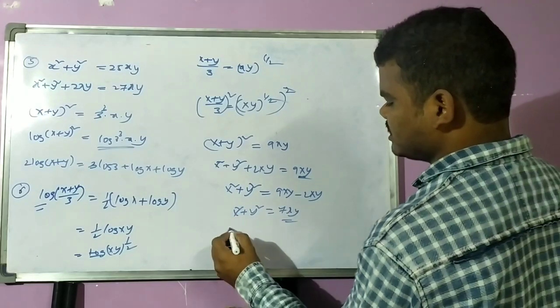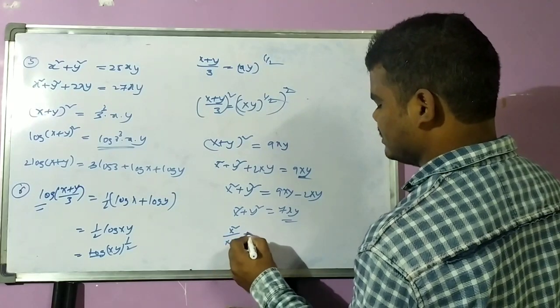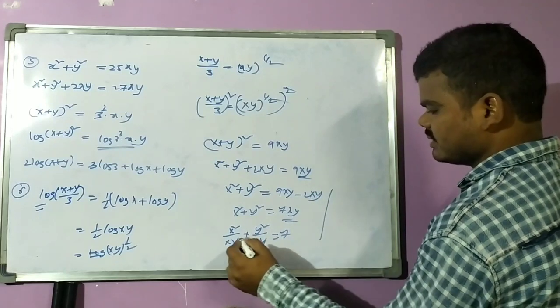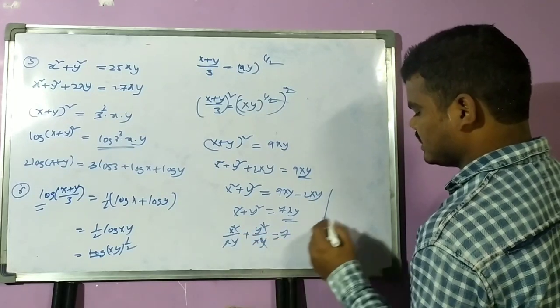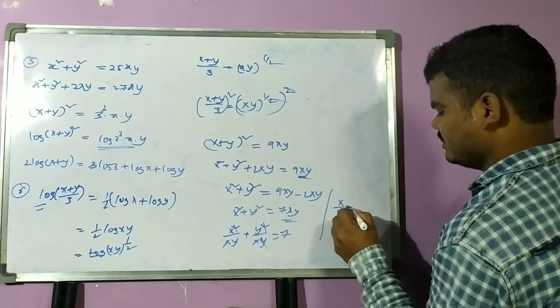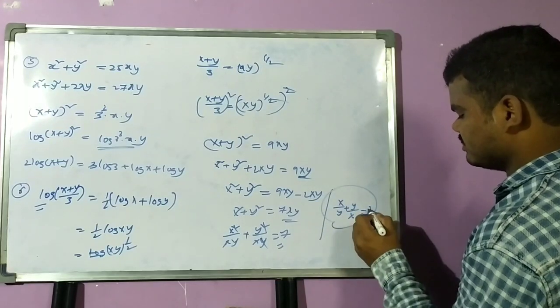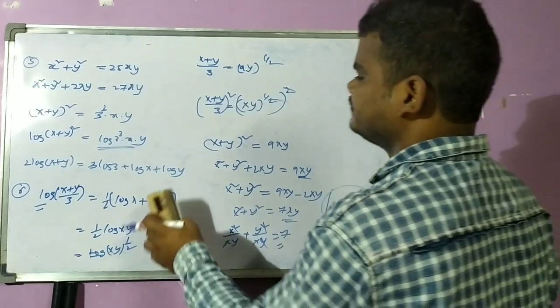Dividing by xy on both sides, x square by xy plus y square by xy is equal to 7. Cancelling, x by y plus y by x is equal to 7. 7 is the final answer.